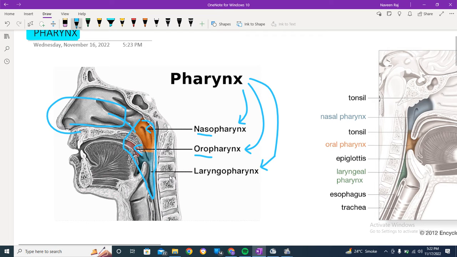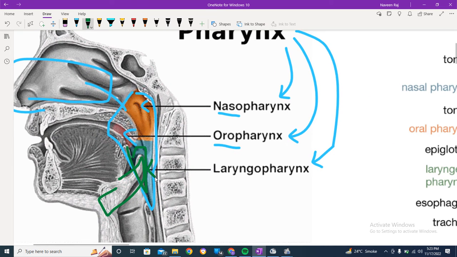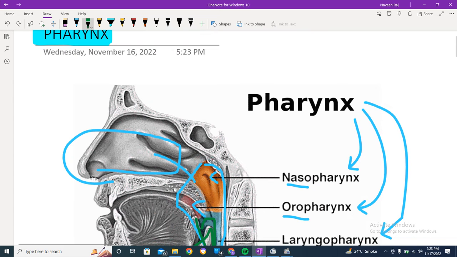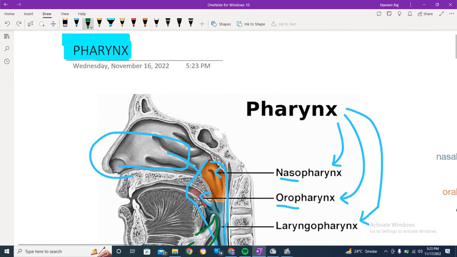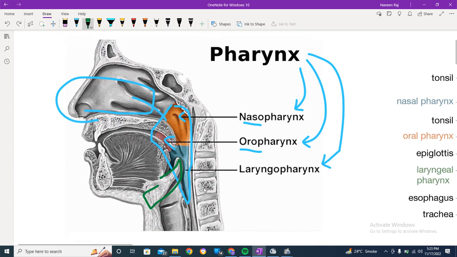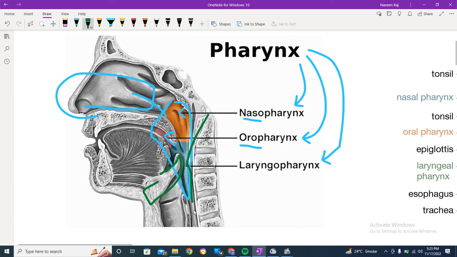Now we have the laryngopharynx, the one which is present behind the larynx. Let me change the pen color. If this is the larynx, this is present over here. So this is the laryngopharynx. The next point: there is the spinal column behind it as well, giving support from behind. So this is a point to be noted as well.